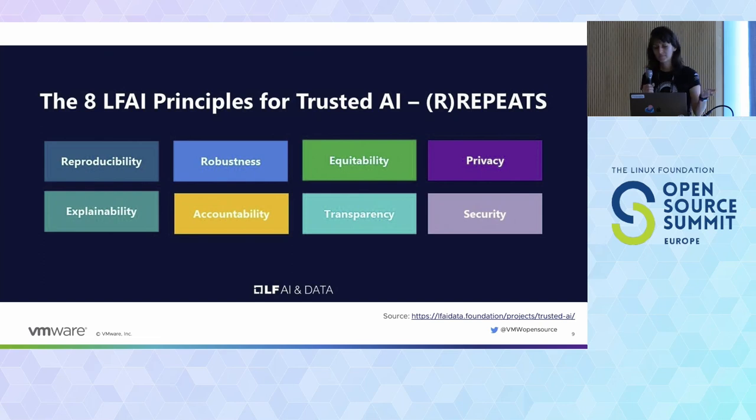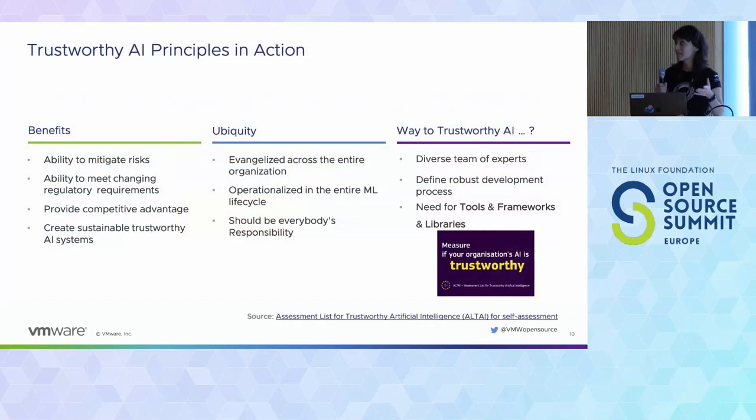Someone could say that these principles are vague. Yeah, what does it mean to be robust? But still, this is a start. So how do we achieve these principles and actions in practice? All AI innovators see the benefits if they are able to implement these principles. If they are able to create sustainable, trustworthy systems, they will be able to mitigate risk. They will be able to meet constantly changing regulatory requirements. And all this will provide them a competitive advantage. They will be able to attract new customers, retain existing ones, and build confidence.